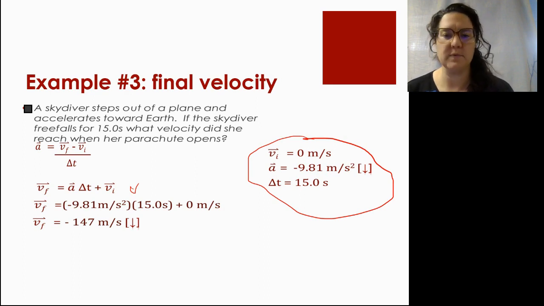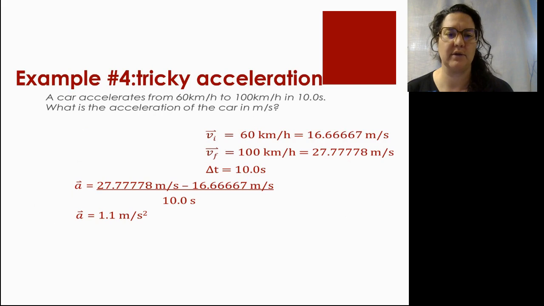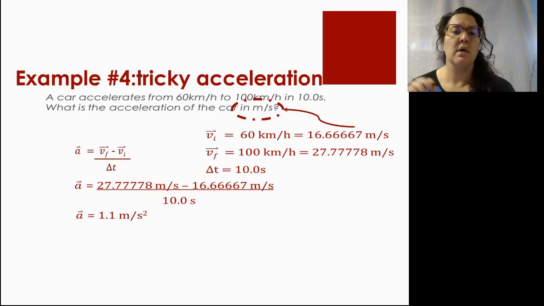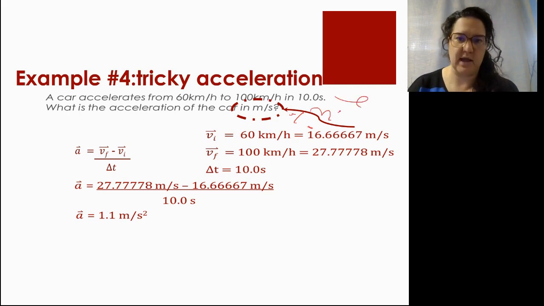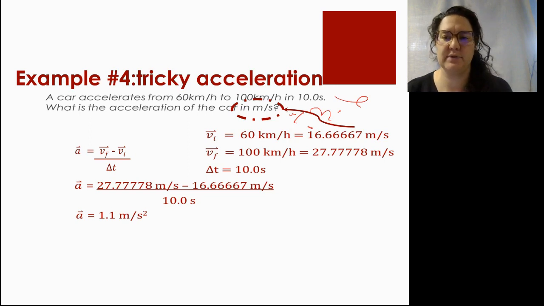Okay. Sometimes we have questions where we don't have an initial or final velocity that is 0. And we have numbers given to us in kilometers per hour. So we're going to convert our velocity into meters per second. So again, to convert kilometers per hour to meters per second, we're going to divide by 3.6. So 60 kilometers an hour is 16.67 meters per second. 100 kilometers per hour is 27.78 meters per second.